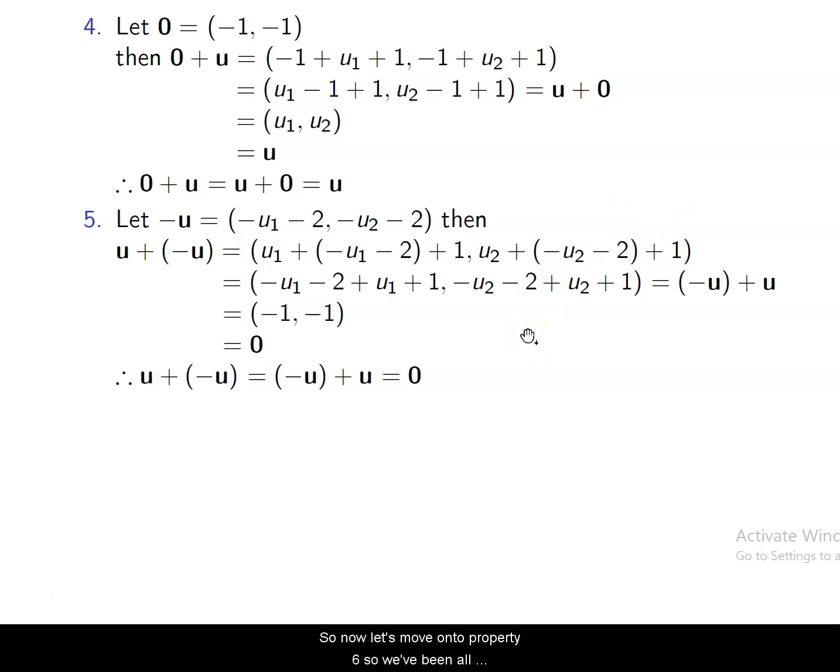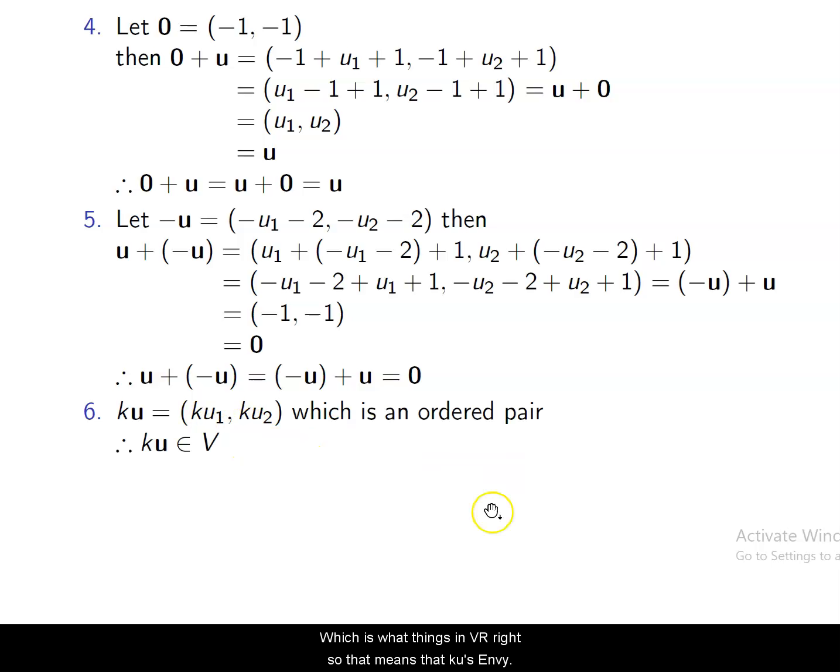So now let's move on to property 6. So we've done all of our addition stuff. Now we're going to get into our scalar multiplication. So a scalar times u is going to be ku1 times ku2, which is how I defined it, which is an ordered pair, which is what things in V are, right? So that means that ku is in V, and that's what I needed, was that scalar multiples of objects in V stay inside of V, right?